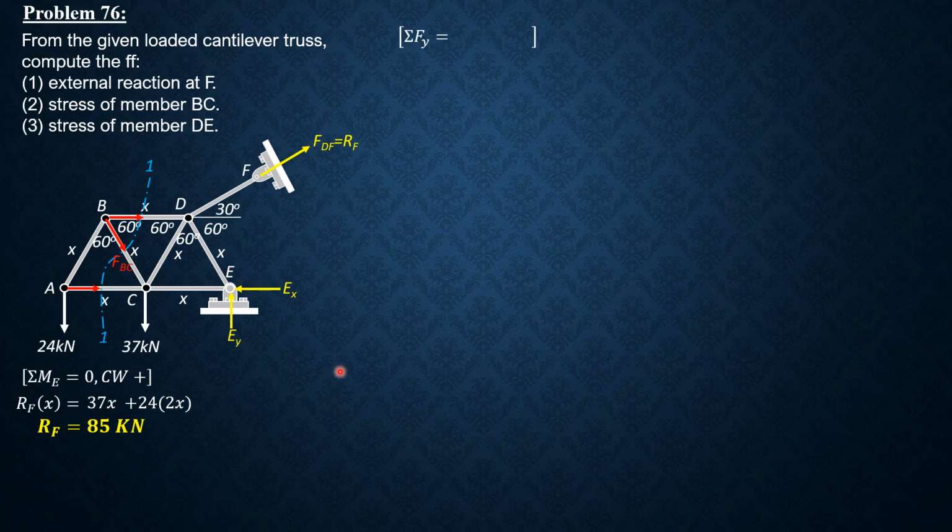So summation forces Y equals 0, downward force positive. So the vertical component of FBC is FBC sine 60 plus 24. Those are the only forces involved to the left of that section 1-1 equals 0. So therefore, FBC is negative 27.71 kilonewtons, or FBC is 27.71 kilonewtons compression.